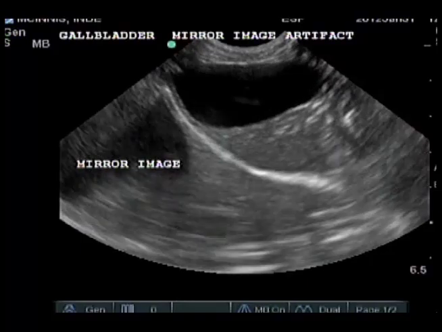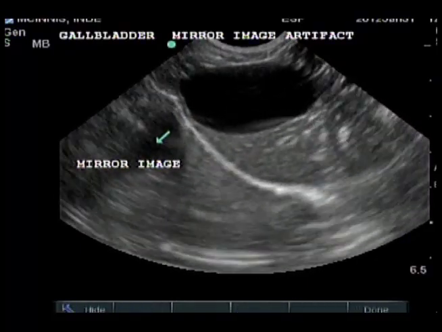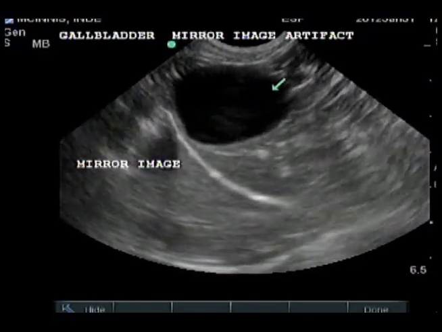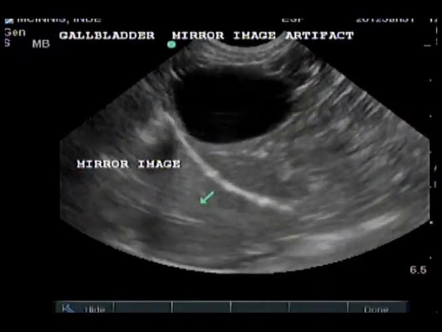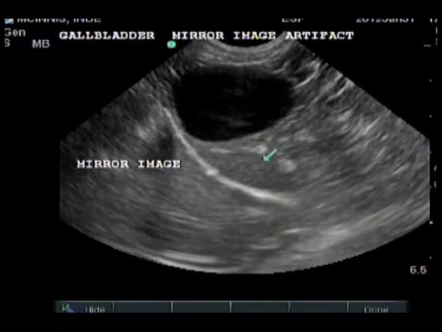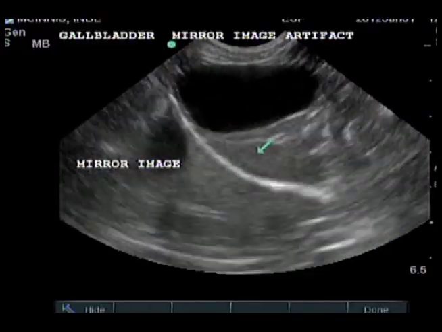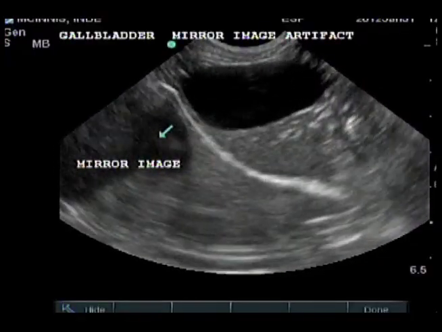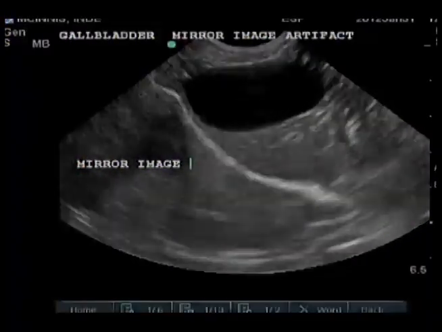When imaging the liver and gallbladder in the abdomen, it is common to see what appears to be liver and gallbladder on the thoracic side of the diaphragm. What we are calling the diaphragm is actually an interface between a fluid density, the actual hypoechoic diaphragm muscle, and a gas density, air in the lungs.